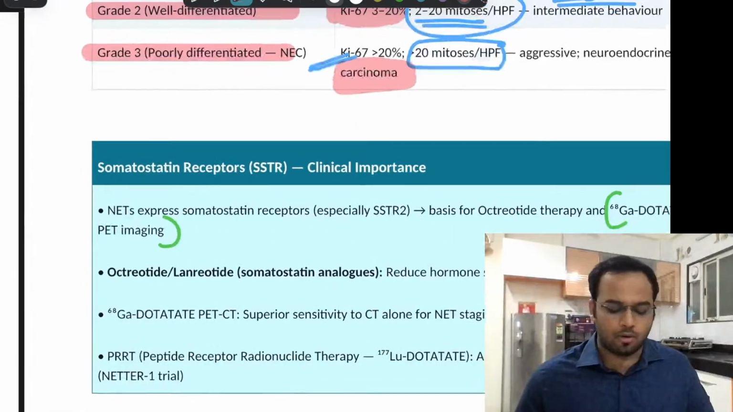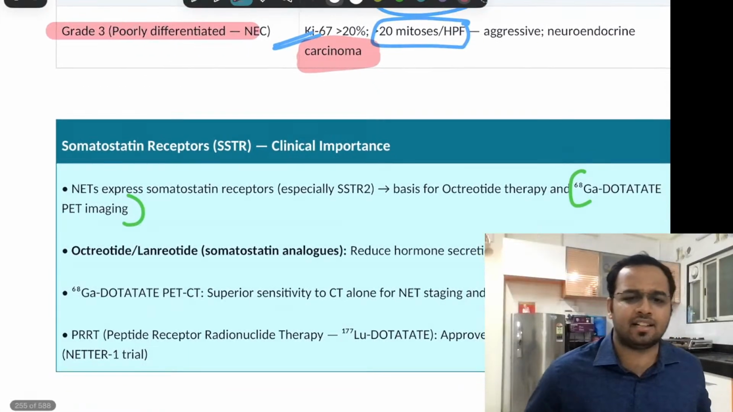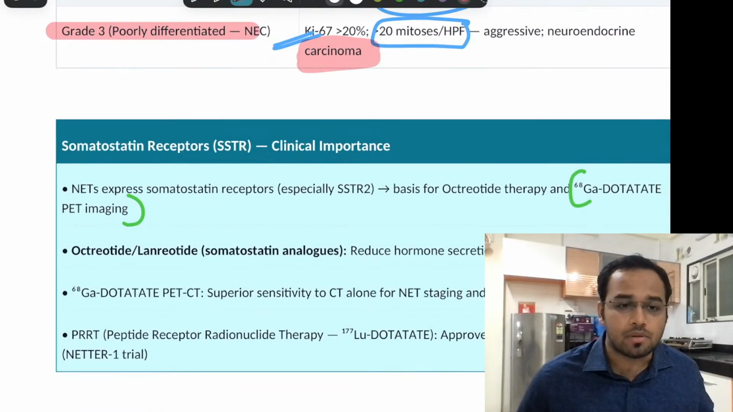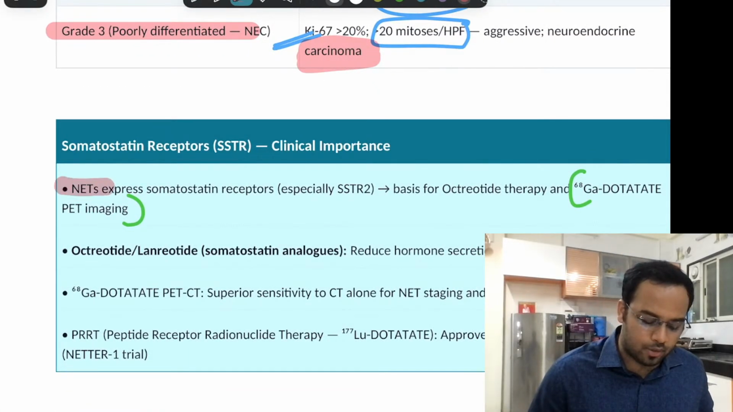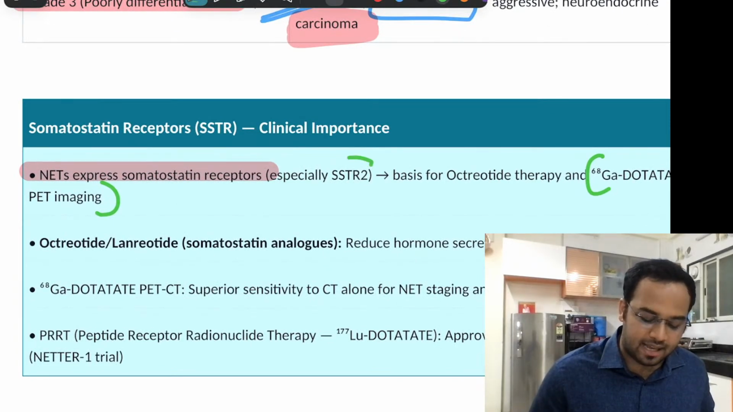Now we are going to talk about some very important factors which are generic for all neuroendocrine tumors. Neuroendocrine tumors express somatostatin receptors, and these receptors are nothing but SSTR.